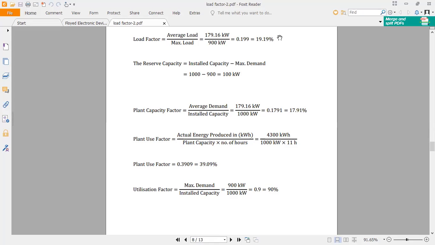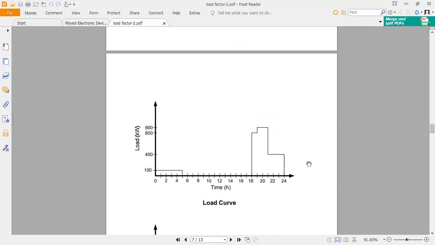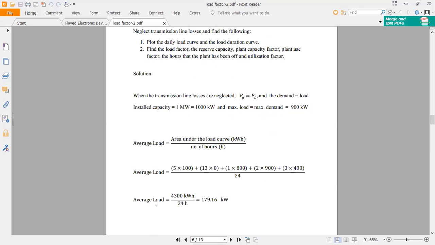This value 179.16 kilowatt, where does it come from? Sir, we took it from the previous curve, the answer that came on the previous screen. Yes, you are right. We found that value as the average load. Average load is the area under the curve in maximum kilowatt hour divided by 24 hours. The ratio of both the things gave us 179.16 kilowatt.